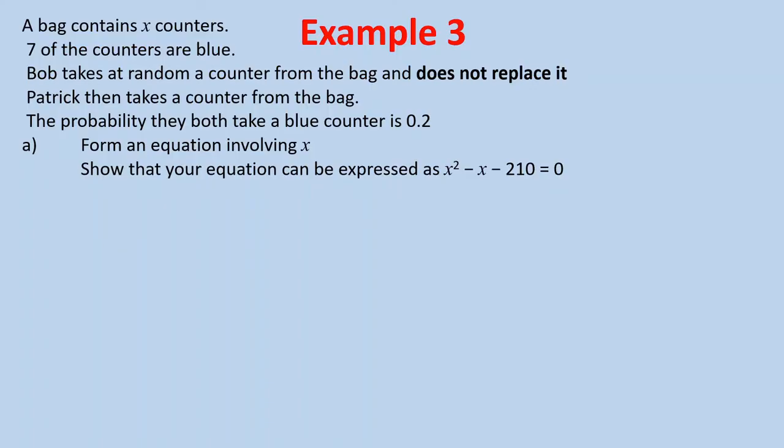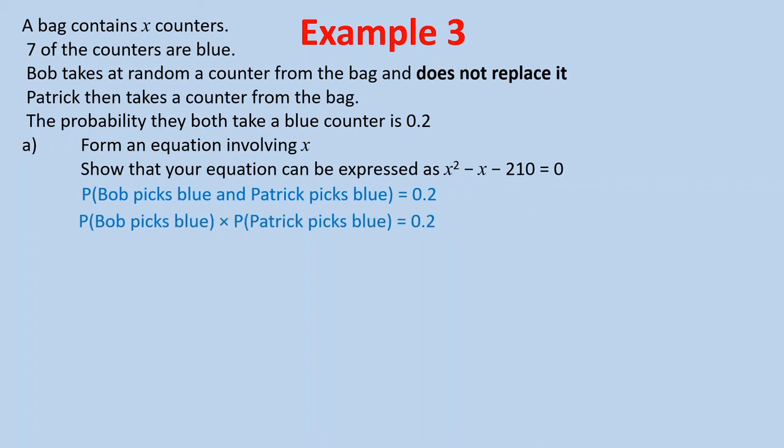Again, remember, you can always hit pause and try it for yourself first. If you get stuck, hit play and I'll talk you through it. First of all, let's set out the equation where the probability that both Bob picks a blue and Patrick picks a blue is 0.2. The probability that both of these events occur, since they are independent events, will be the product of the probability that each of these events occur. So, probability that Bob picks a blue multiplied by the probability that Patrick picks a blue has to be equal to 0.2.